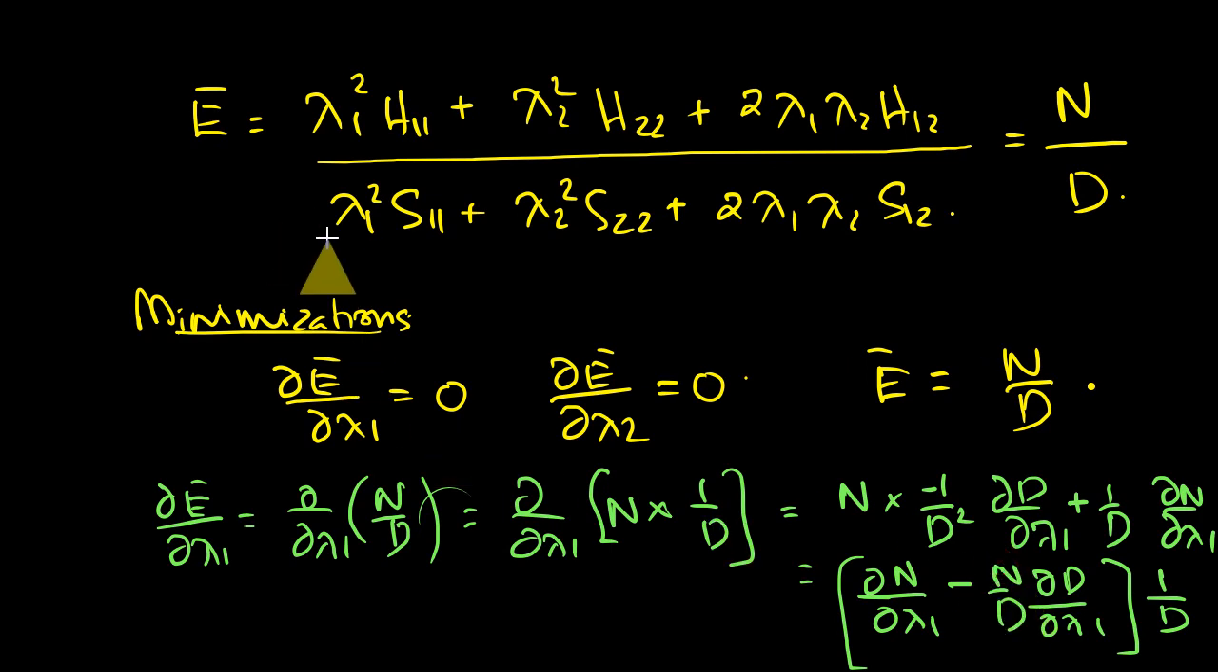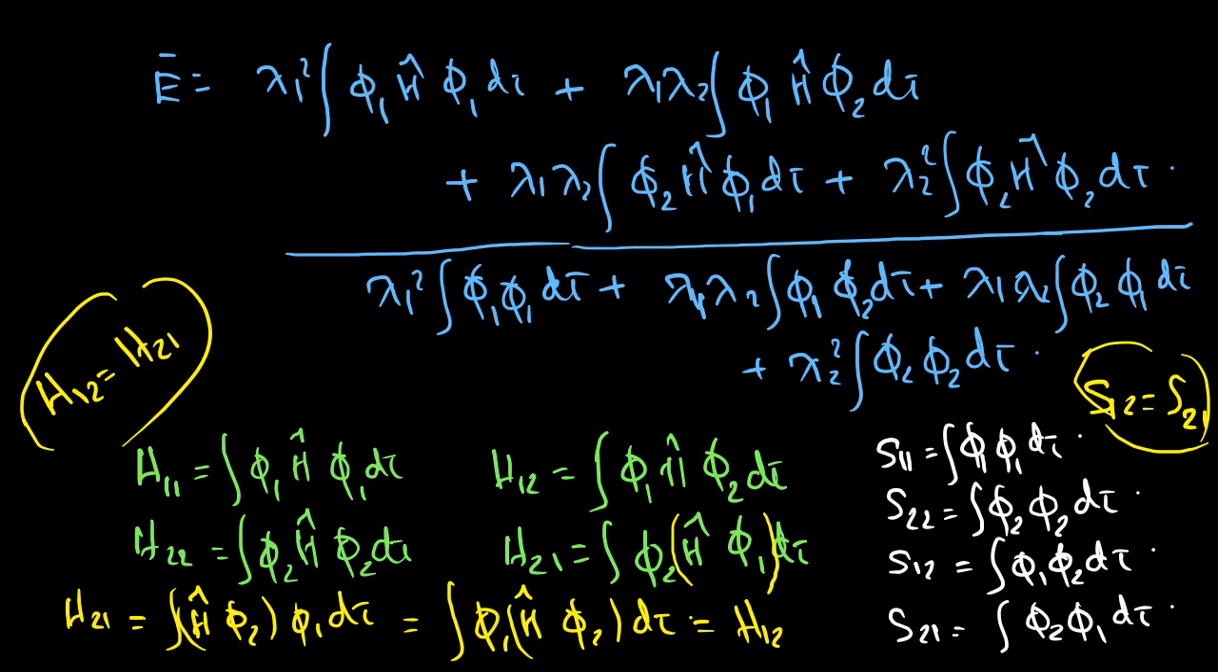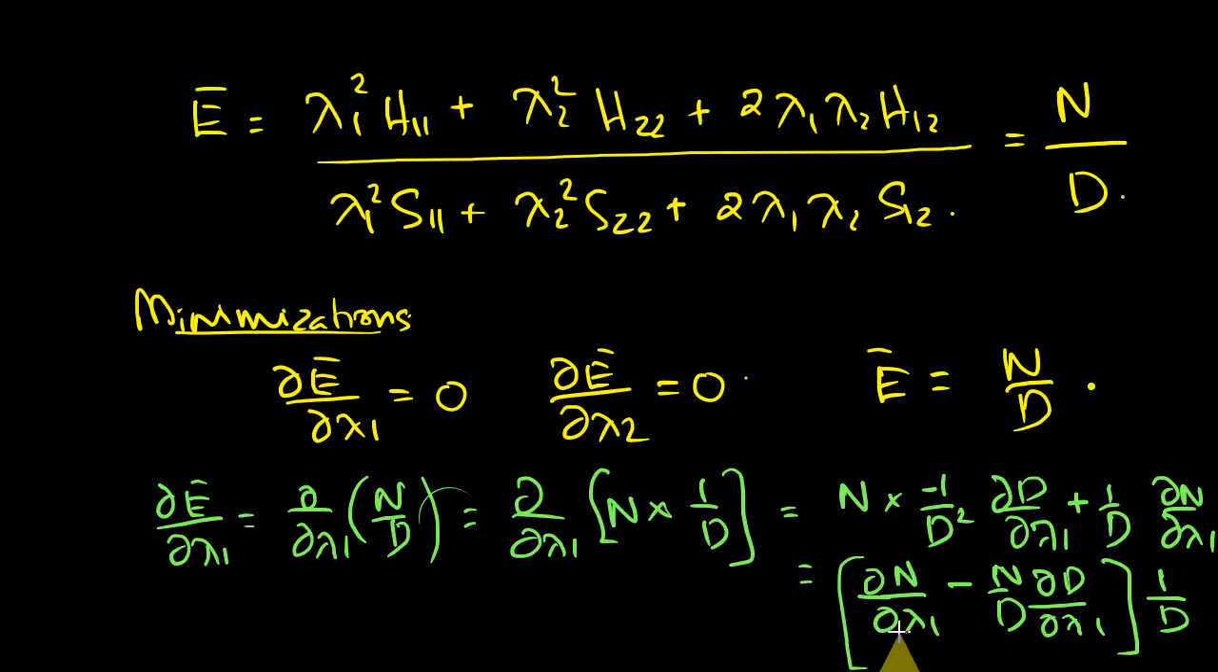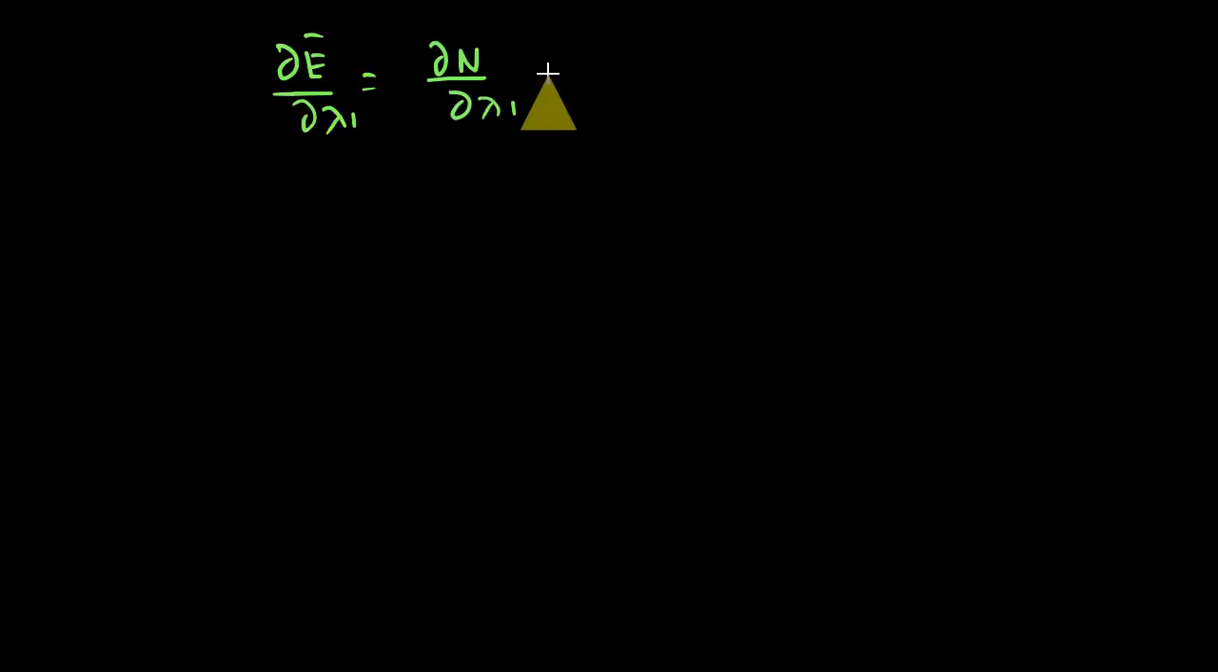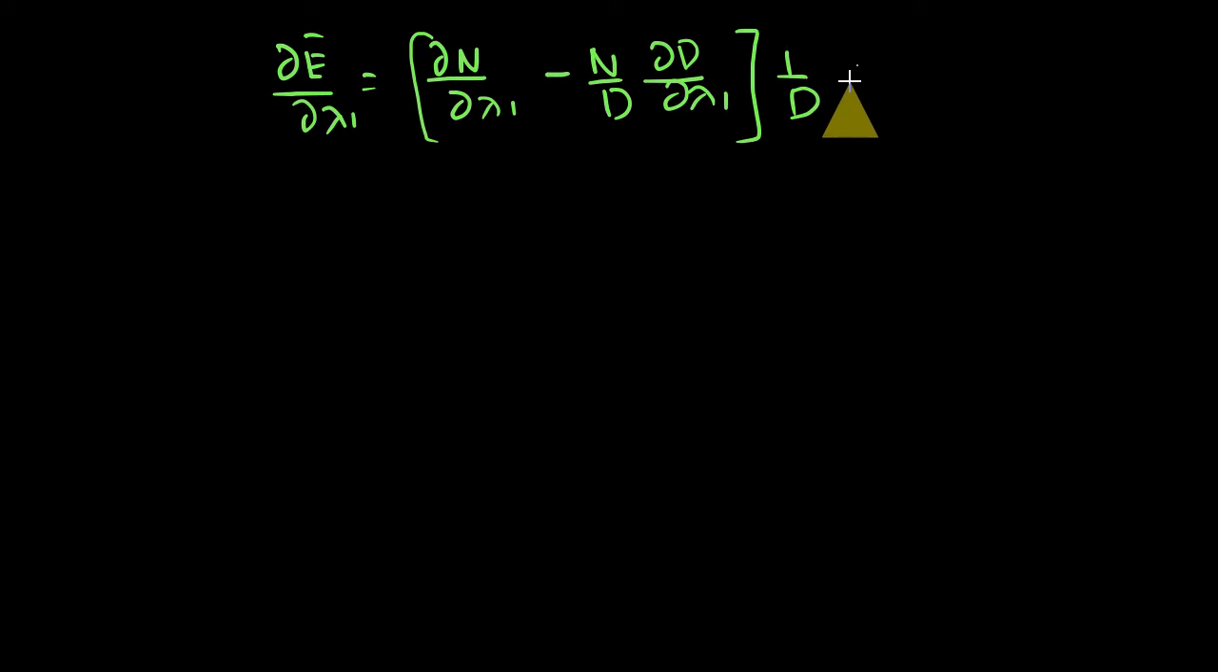Okay, so let me write it once again in the next page. Okay, and therefore we have the result: dou e bar divided by dou lambda 1 is equal to dou n by dou lambda 1 minus n by d into dou d by dou lambda 1, into 1 by d. Okay, this is dou e bar by dou lambda 1. Now we have to find out dou e bar by dou lambda 2, and now we know that this is equal to 0 also, right? That is what we assumed first.